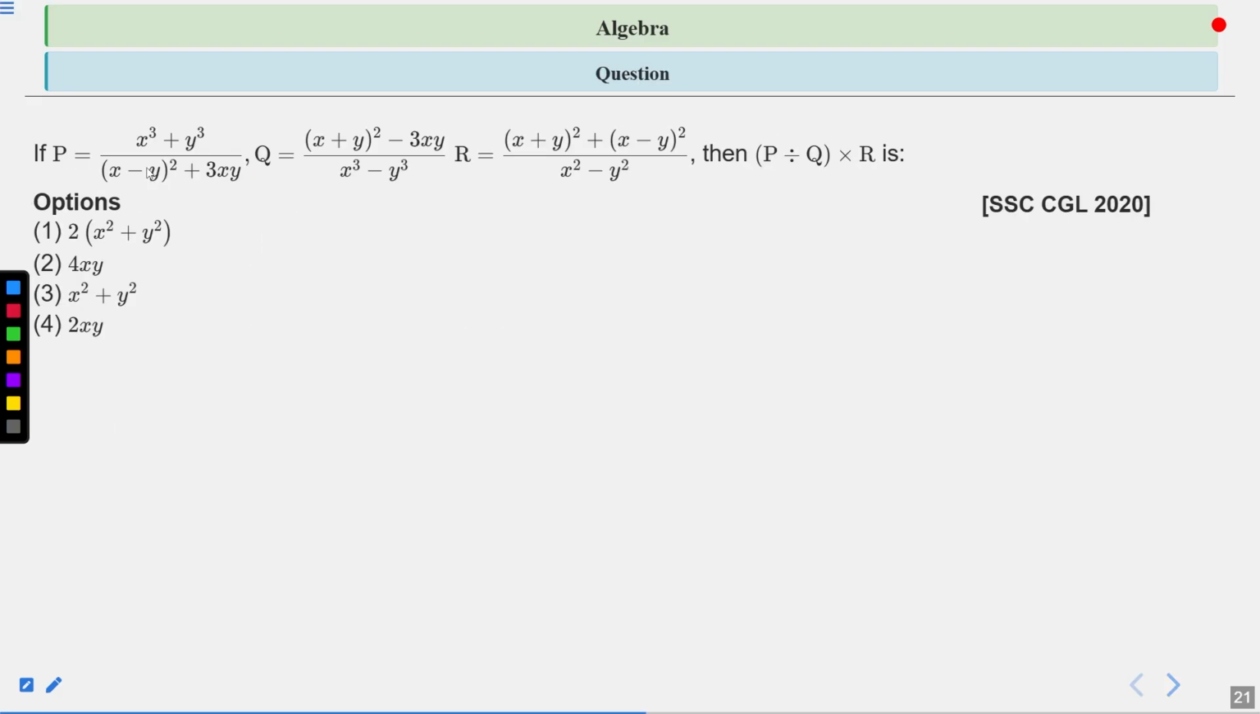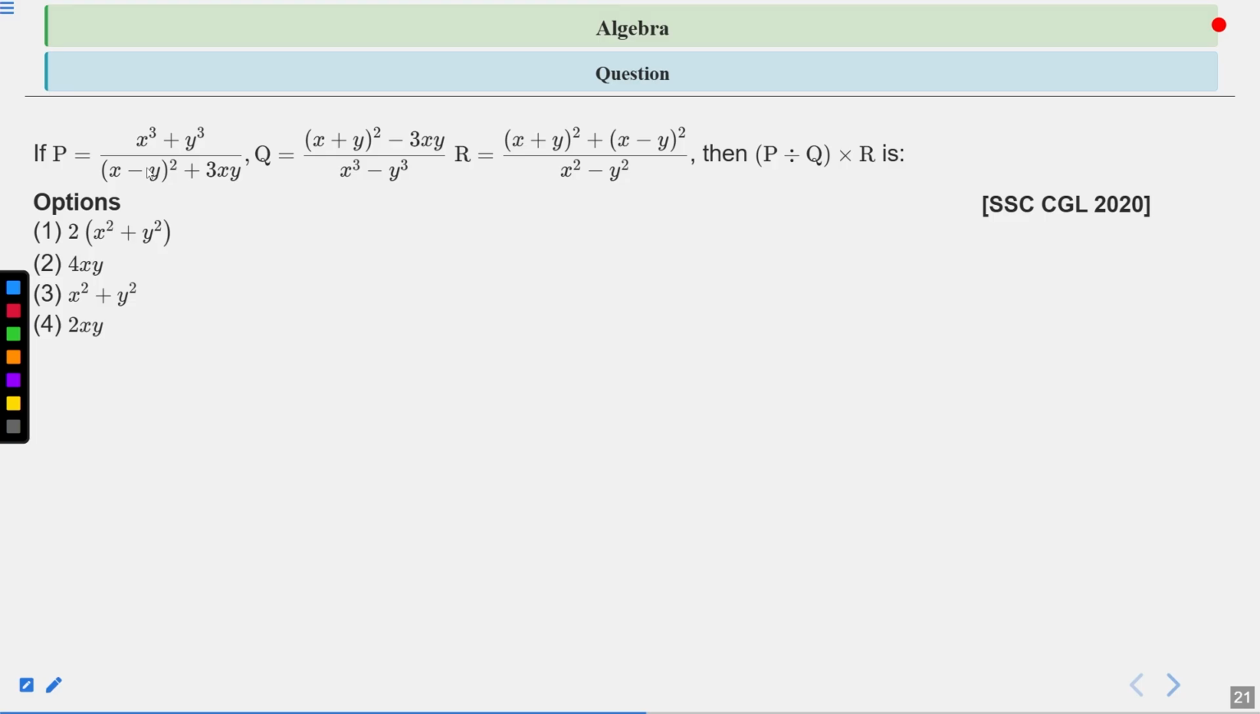If p equals x cube plus y cube upon x minus y whole square plus 3xy, q equals x plus y whole square minus 3xy upon x cube minus y cube, and r equals x plus y whole square plus x minus y whole square upon x square minus y square, then what is the value of p dividing by q and whole multiplying by r? This question was asked in the SSC CGL exam 2020. So there are 4 options.